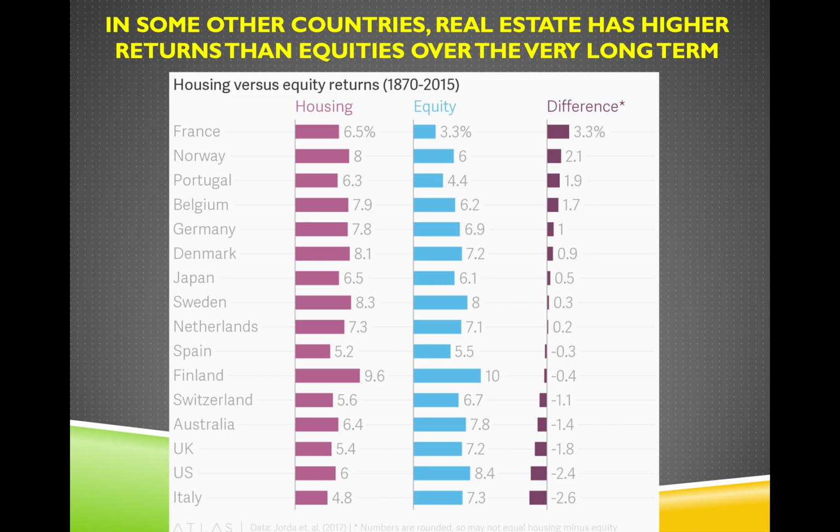In some other countries, real estate has actually done better than just investing in the total stock market of those countries. In France, for example, investing in housing over the very long term, 1870 to 2015, has actually produced better returns than investing in stocks. Then you go all the way down to the United States and you see housing as a form of real estate investment at a 6% average annualized rate of return versus 8.4% for equities or stocks over this very, very long period.